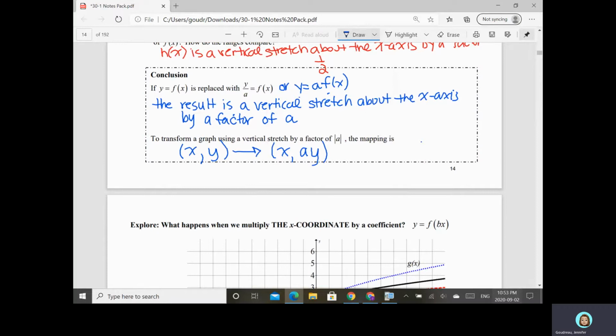Now we need to be careful. We just finished talking about reflections, and we talked about what happens when a is negative. In this case, we're going to look at a as being a number. So we're going to say the absolute value of a, because if there happens to be an a value that's negative, whenever we talk about the stretch factor, we want to talk about it using a positive value. So we will use the absolute value of a.